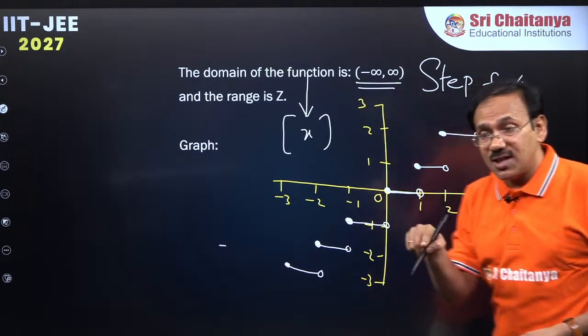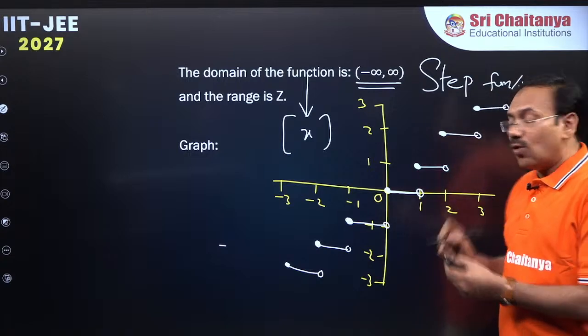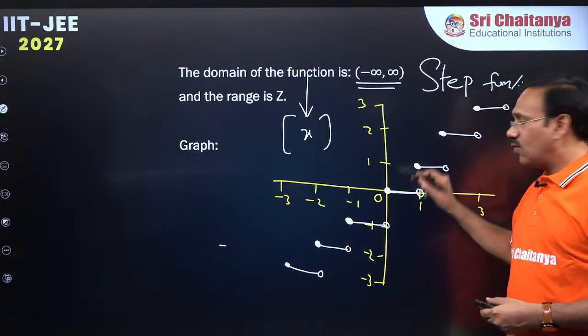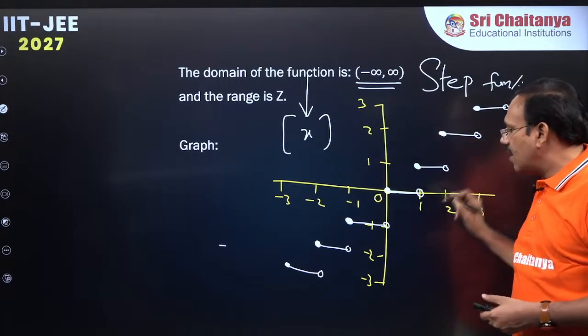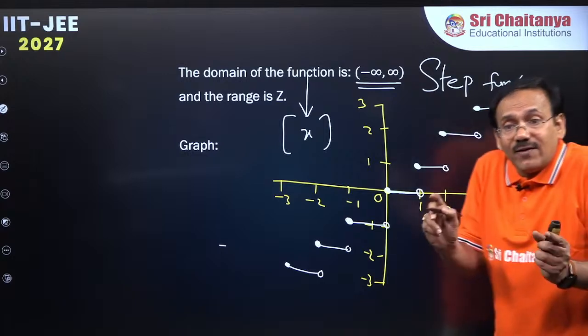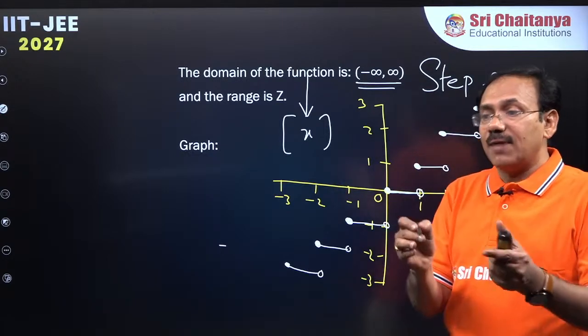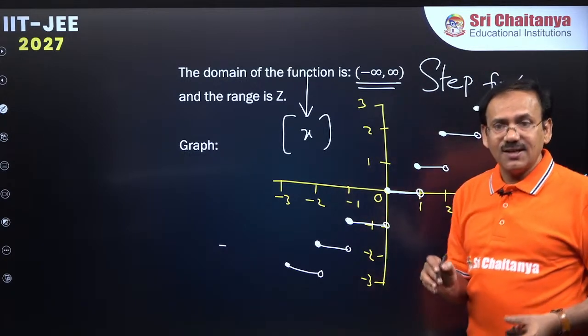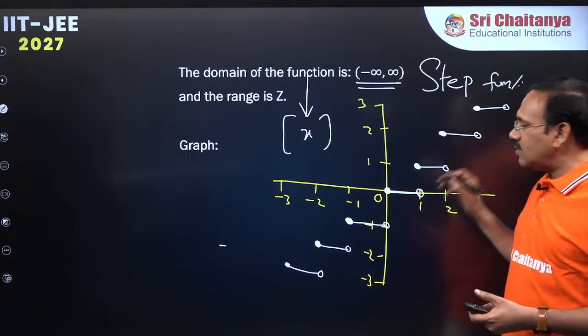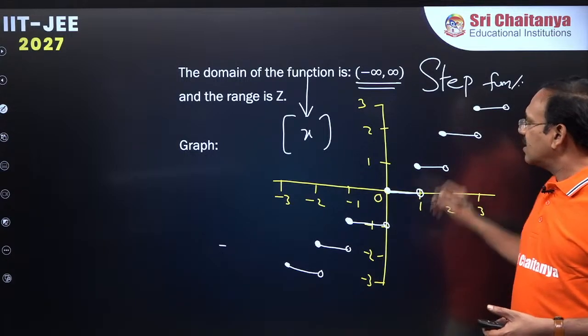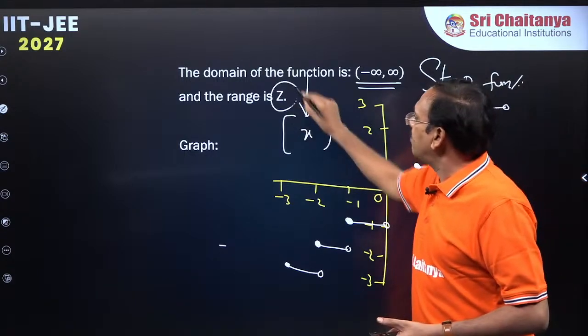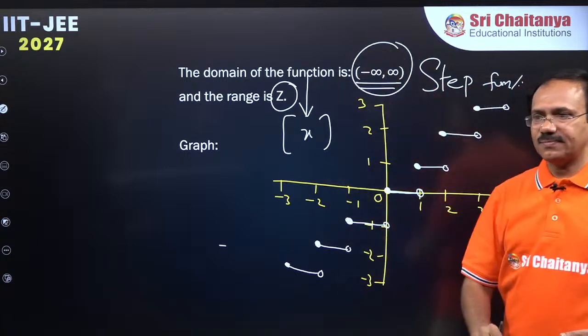But range, you see, you will be getting output like only integers. You get 0, 1, 2, 3, minus 1, minus 2. You will never get like minus 1.3 or minus 2.4, right? So I mean to say here, dear students, the range is Z. Please do remember these 2 points.